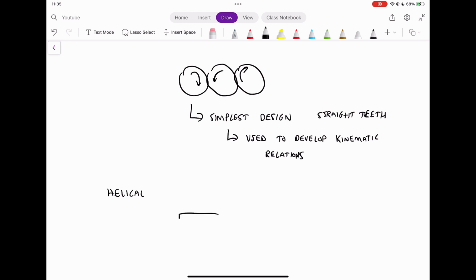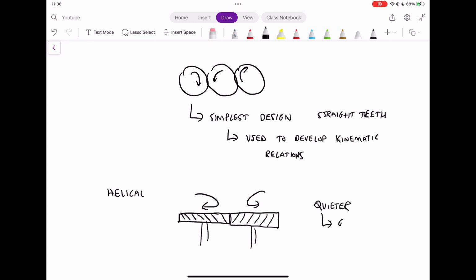Helical gears, as their names suggest, their teeth are essentially in a helix shape. So they are shaped with a certain angle. And then the advantage of this, and we'll go a lot more into detail on this later on, but the advantage is that they are quieter. And you can see that they also rotate in counter directions. So if one is going clockwise, the other one is counterclockwise.